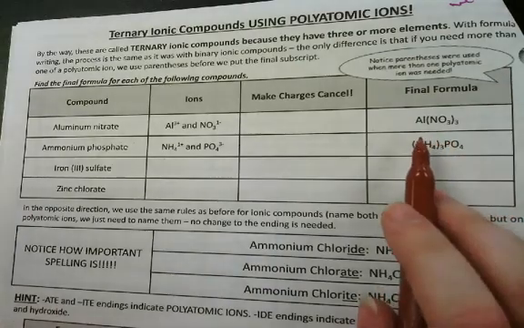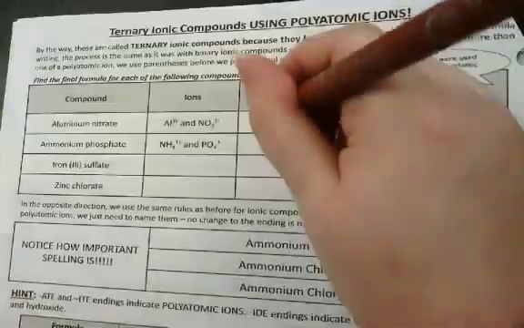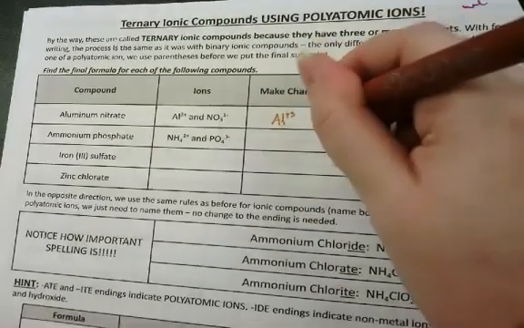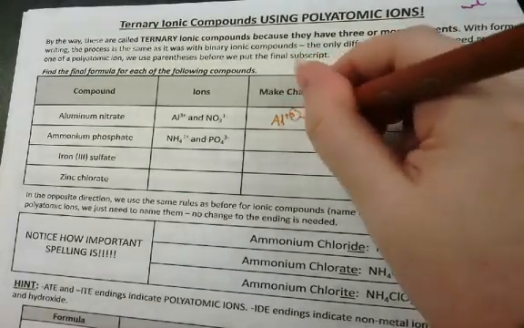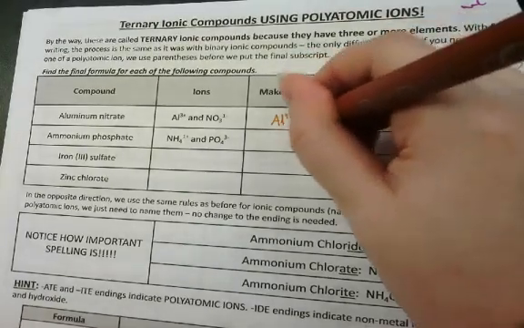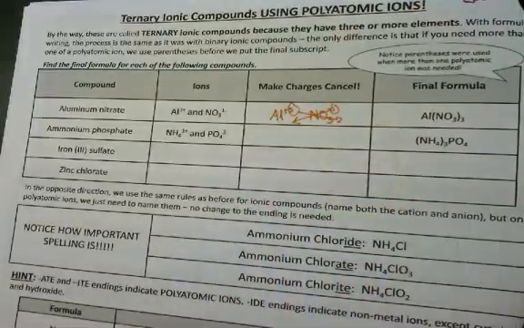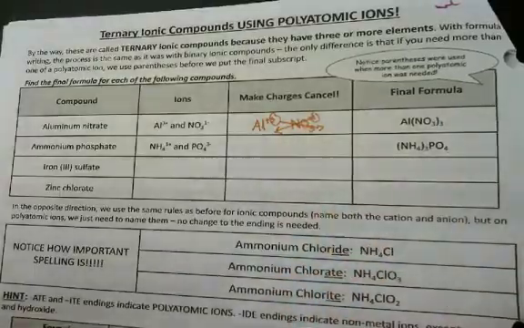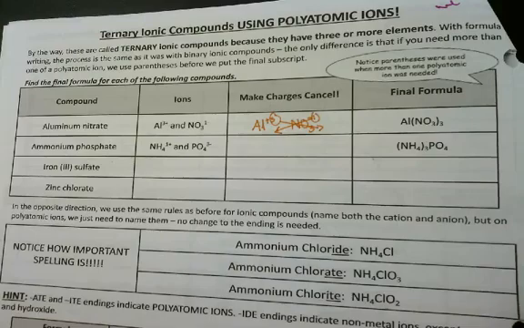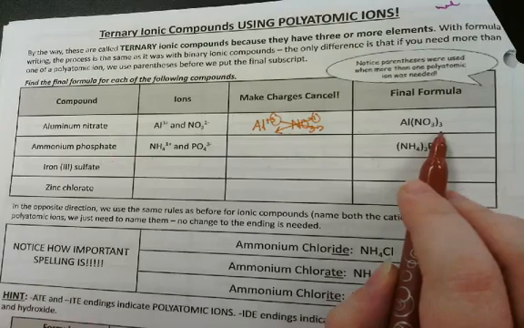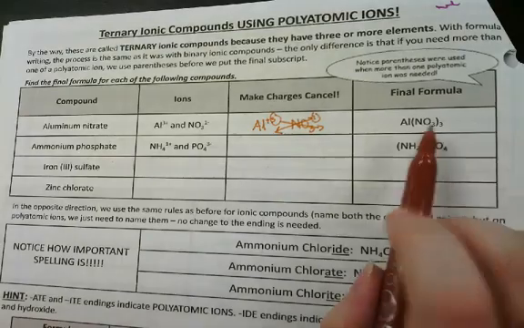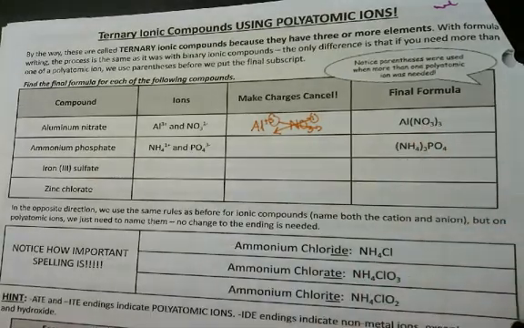So you would make the charge cancel just like how you always have, either using that crisscross method, right, where you take the charge of one and bring it down and make it the subscript of the other, or you can add up your charges and make sure that they cancel. But remember, if you're using the crisscross method, then you have to ask yourself at the end, can it be simplified? So here, we have a 1 and a 3, so you can't simplify that further. You can't divide it and make it smaller and keep it as whole numbers. So we're done.